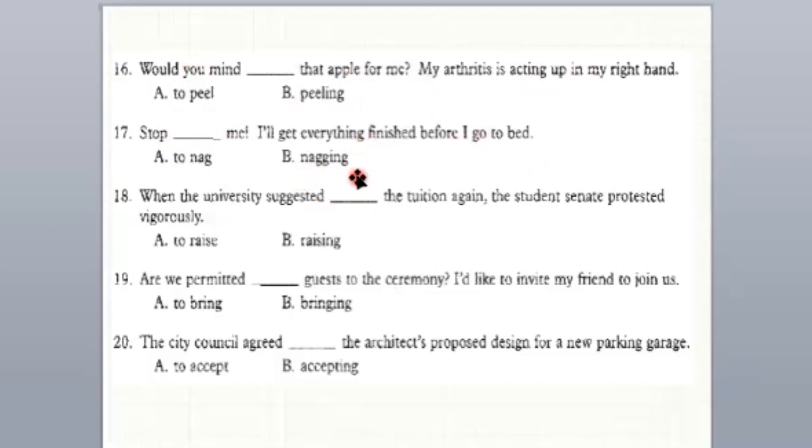When the university suggested raising the tuition again, the student senate protested vigorously. As we permitted bringing or to bring, okay? As we permitted bringing guests to the ceremony, I'd like to invite my friend to join us, okay? The city council agreed to accept the architect's proposed design for a new parking garage.